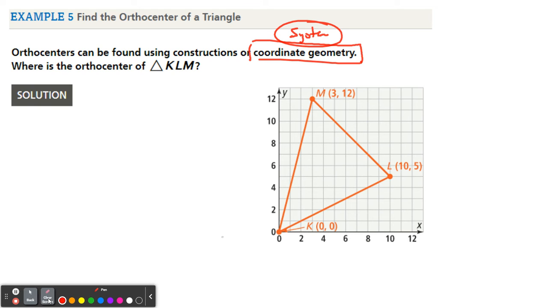All right. Now, the first one I'm going to choose to use goes through K. So if you're lucky enough to have the point (0, 0) as one of the corners of your triangle, please, please use that, right? So what we're going to do here is we're going to create equations for two altitudes. So that's step one, right? Step one, find equations for two altitudes.